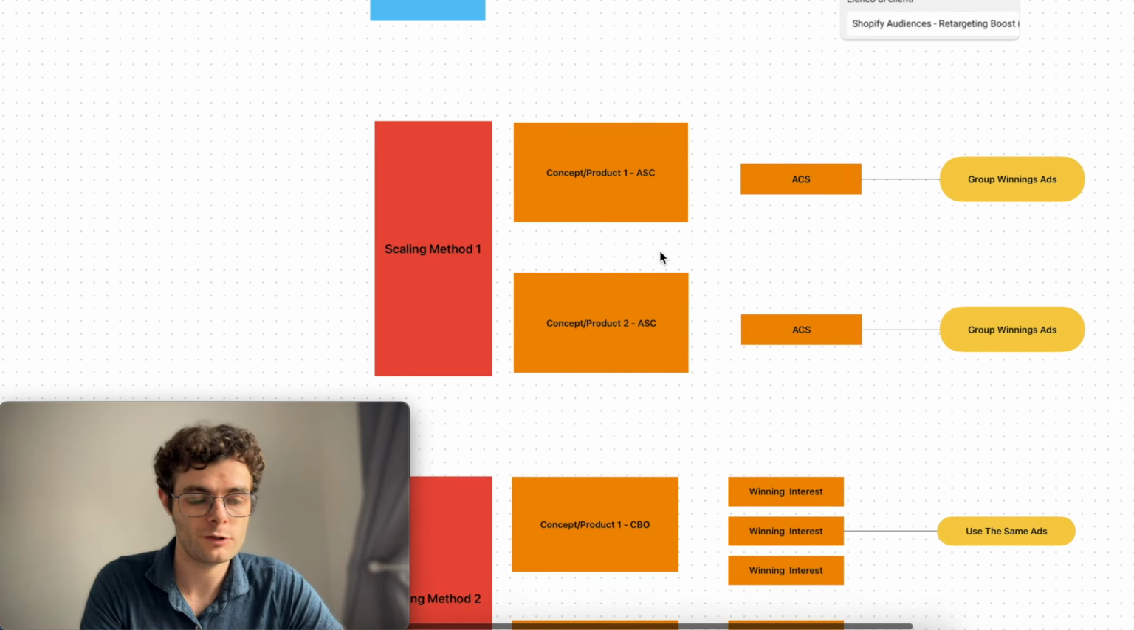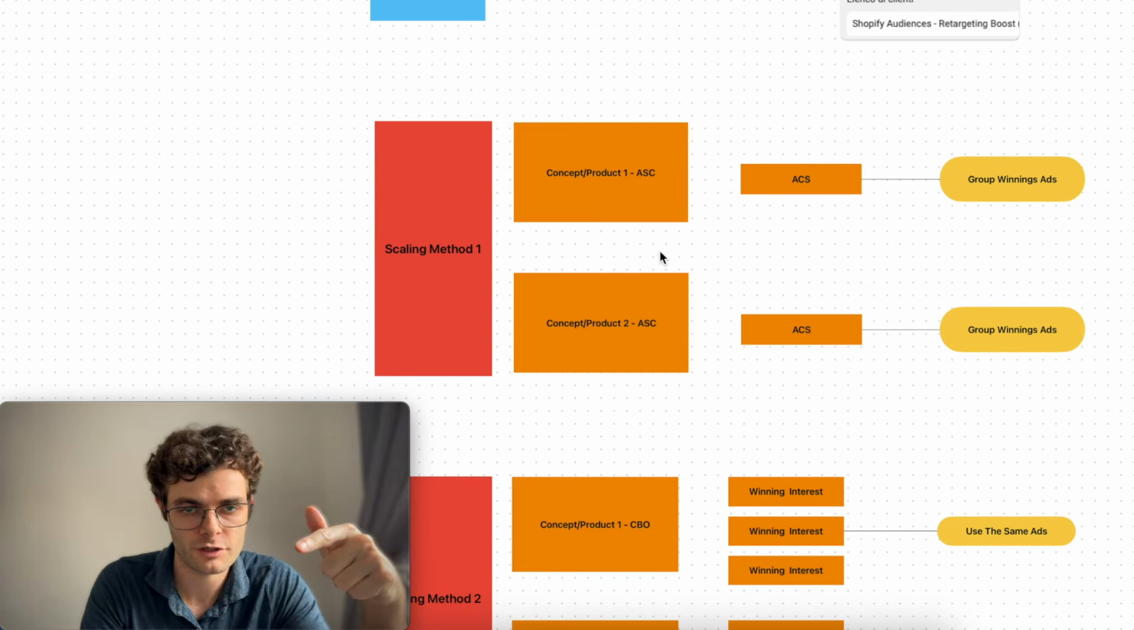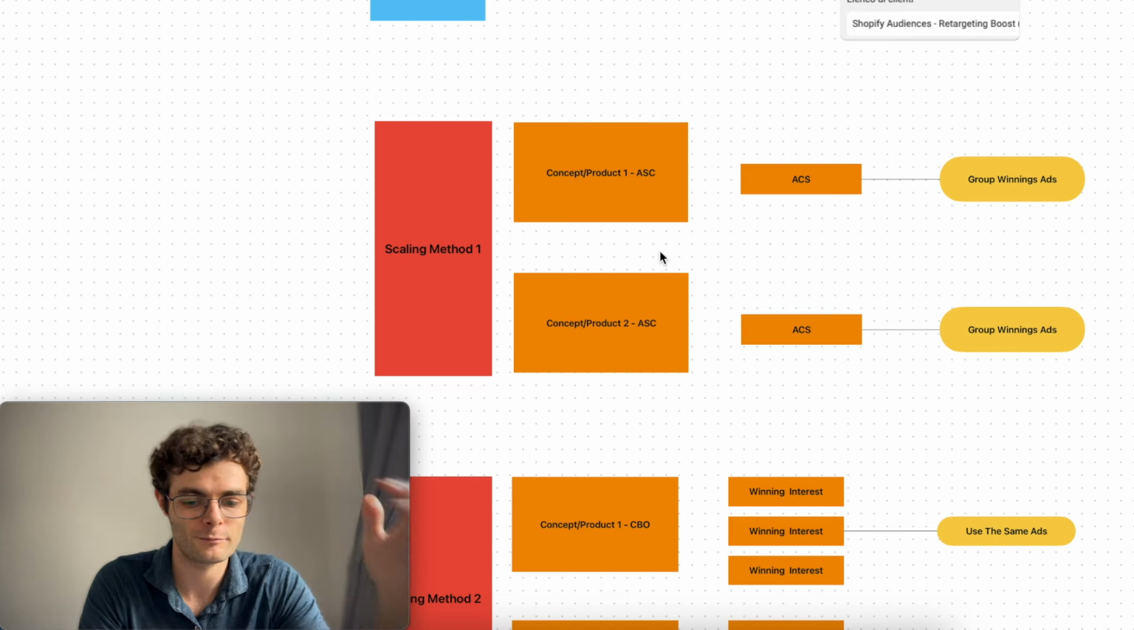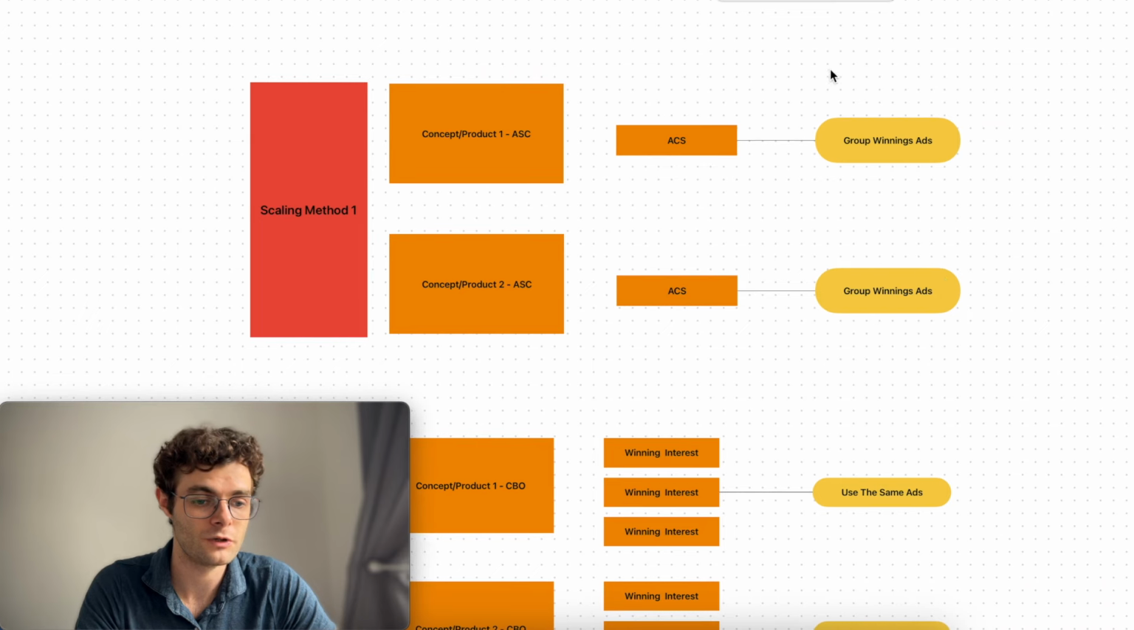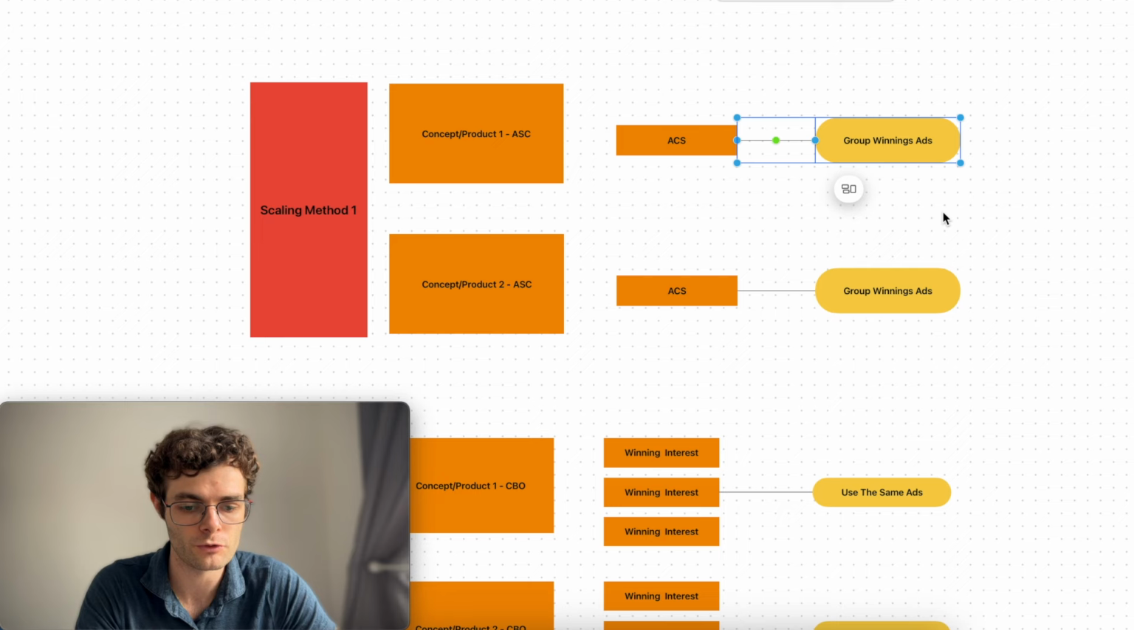How does it work? You only have control of your budget, what countries you want to target, and your creative. That's basically it. You don't have much control over other things because it's like an AI campaign from Meta. And so what you want to do here is group all your winning ads and then let Facebook choose where it wants to spend.